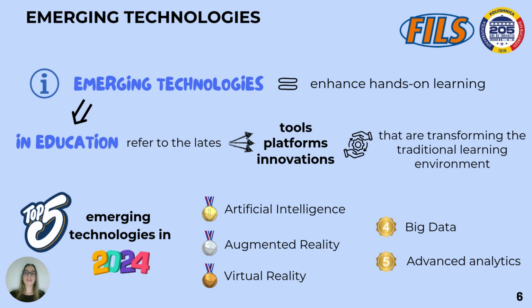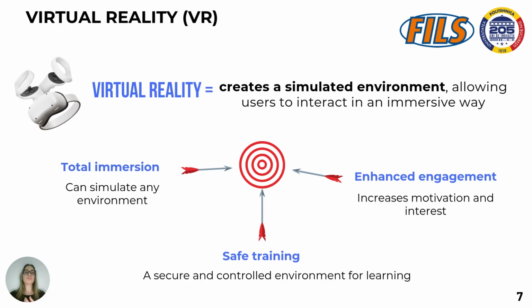Speaking of emerging technologies, they are the latest tools that are changing how we learn and how we work today. In education, for example, they can make learning more interactive by adapting the content to each student's needs. And here on the slide, you can also see the top 5 emerging technologies that are being used in 2024. Among these new technologies, one of the most powerful for the educational area is virtual reality, or VR, which basically creates a virtual world where the user can interact in an immersive way.